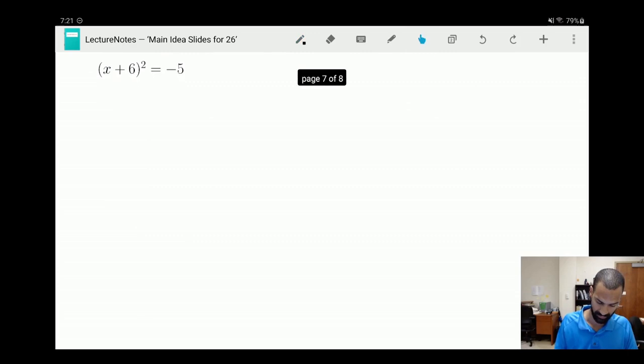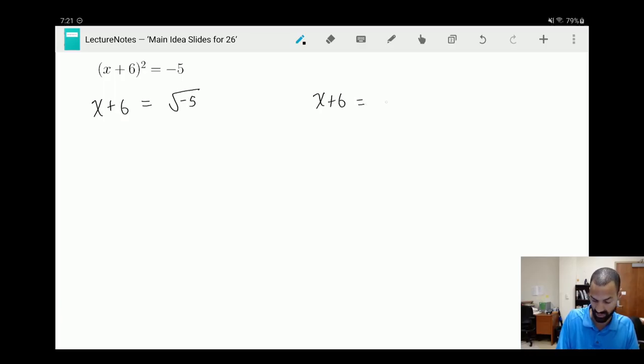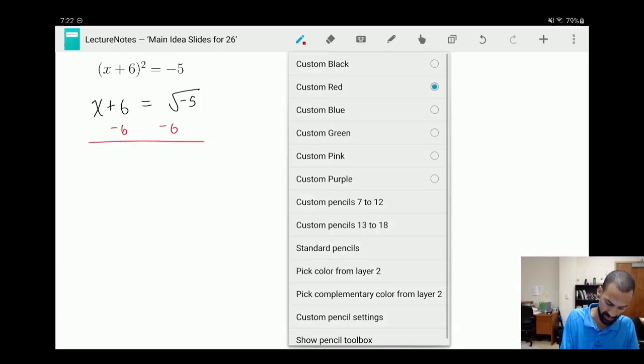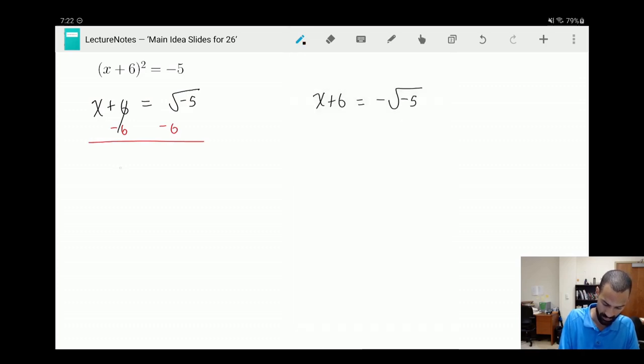Okay, x plus 6 squared equals negative 5. Here we go. Let's use our imaginary number i. x plus 6 is something squared equals a negative number, so x plus 6 could equal the square root of negative 5, or x plus 6 could equal negative the square root of negative 5. I'm going to subtract 6 from both sides. Keep in mind, I have to keep that separate from the square root. Negative 6 plus the square root of negative 5.